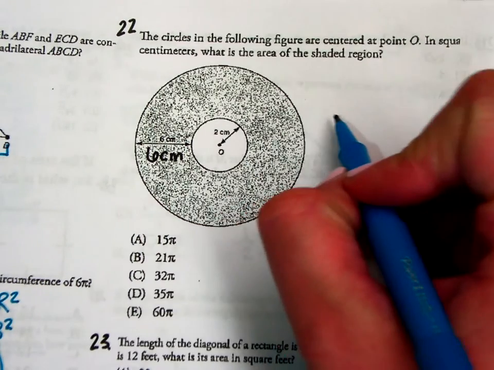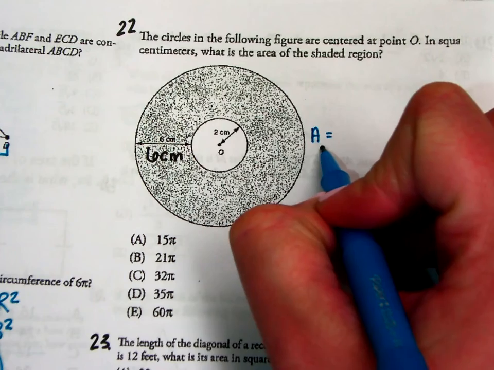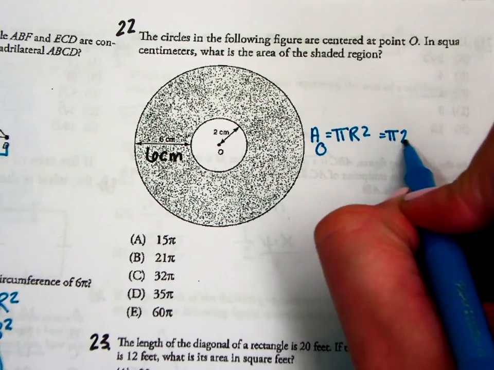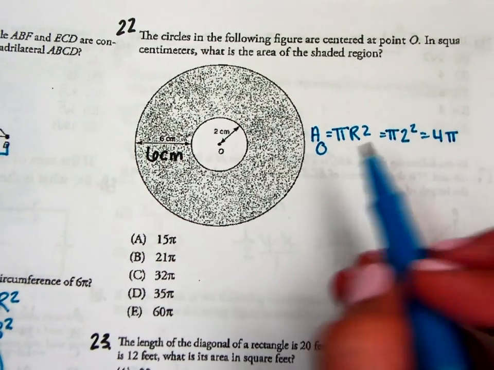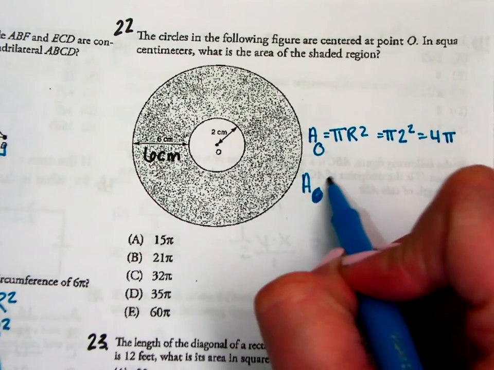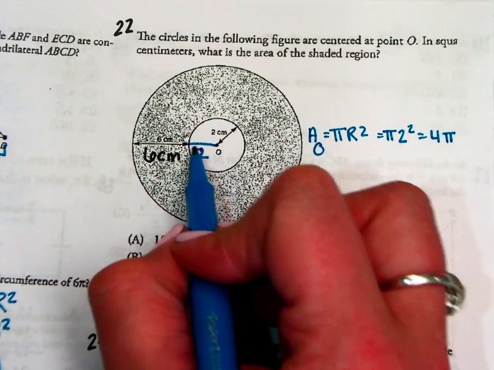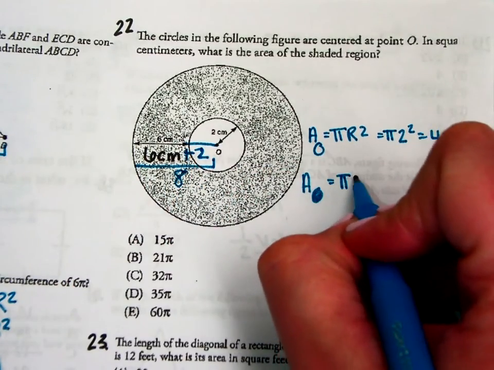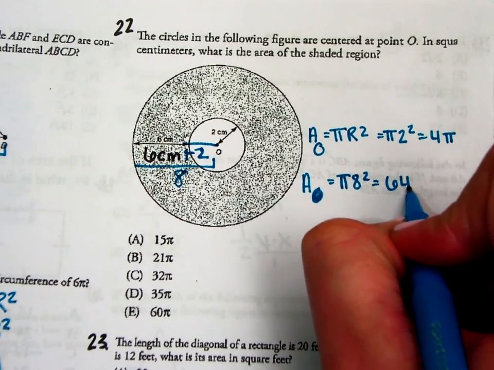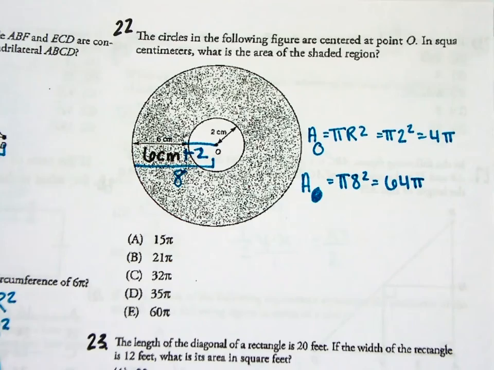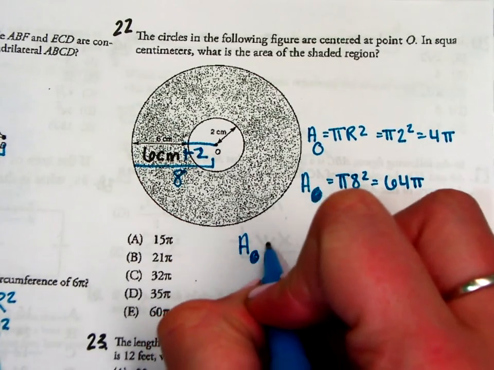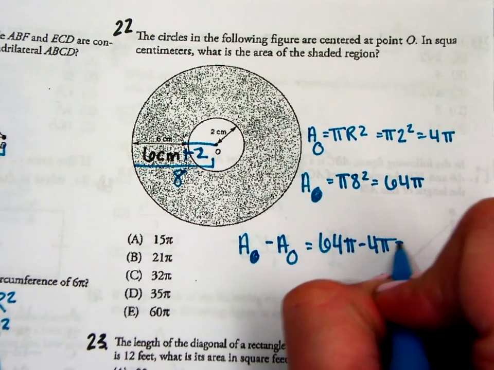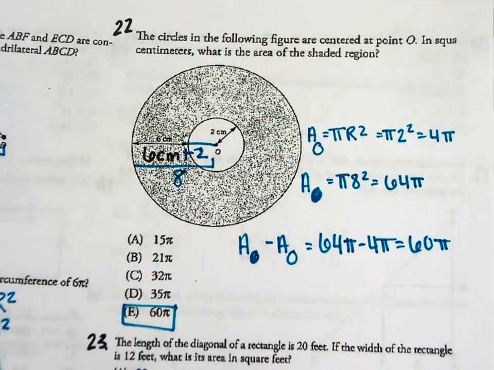So the area of the unshaded region, the area of the open circle here, is pi r squared. So pi times 2 squared is 4 pi. Now, for the big shaded region, this distance is also 2. So my total radius is 2 plus 6, which is 8. So when I'm doing my area of a circle, I need to use 8 as my radius. Now I'm going to do the area of the shaded part minus the area of the open. So 64 pi minus 4 pi is 60 pi. Option E.